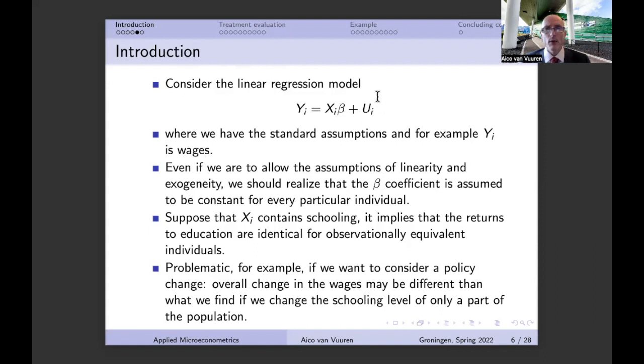You should realize that this model is quite special in that respect, because at the moment that we change ui, it is of course going to have an impact on yi, but it's actually not having any impact on how beta, or in fact xi, is going to change the yi that we have over here. That's the reason why these kind of models are usually called additively separable models.